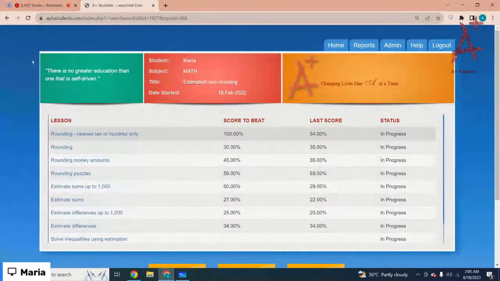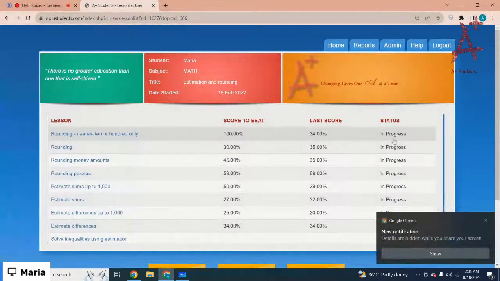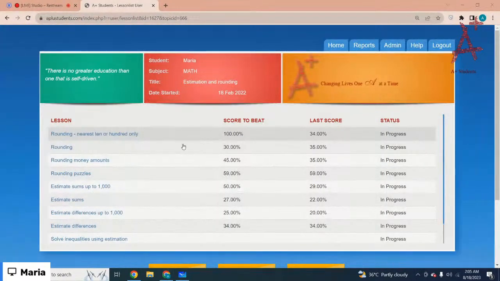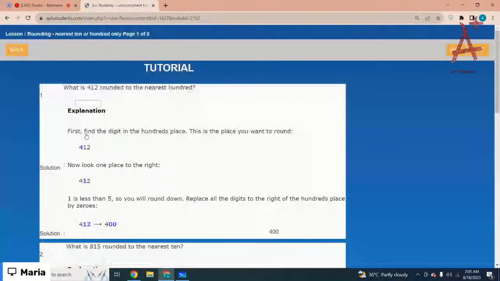Okay, here I'm on the chapter estimation and rounding. So let's just start with the first lesson, that is rounding nearest 10 or 100 only. The first example is, what is 412 rounded to the nearest 100? So you have to round 412 to the nearest 100, right?